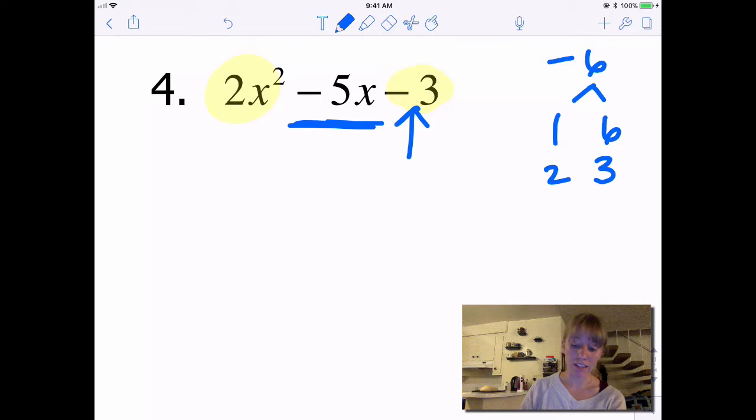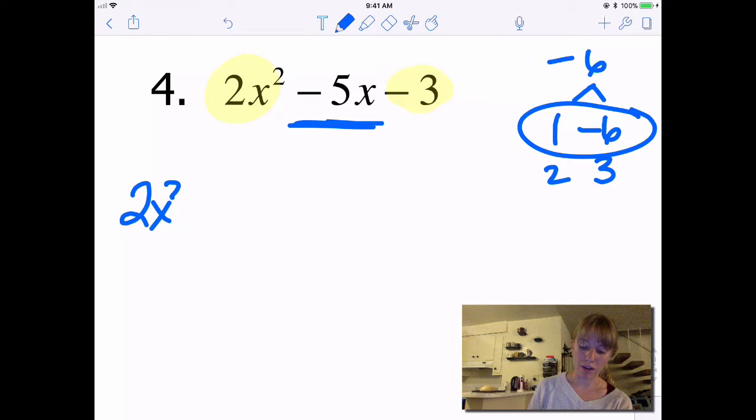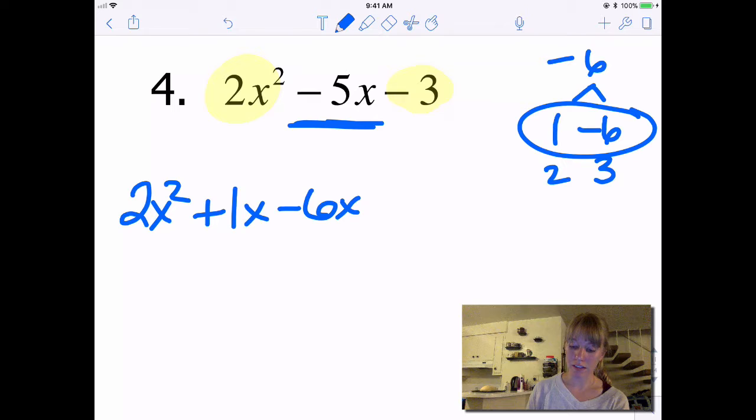So I know that the signs have to be different. So I think the only way for that to happen is if I have a positive 1 and a negative 6. So let's rewrite 2x squared plus 1x minus 6x minus 3. Remember that we are writing this middle term with the factors that you found. Factor by grouping.